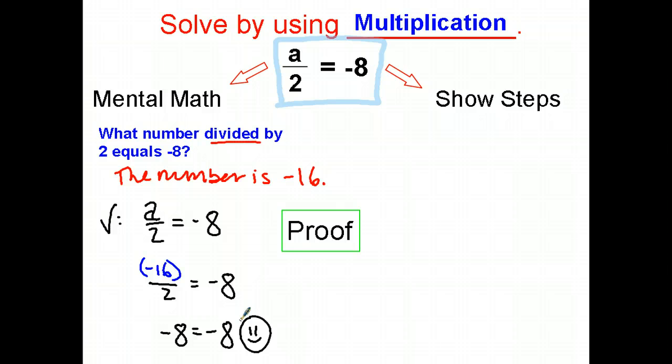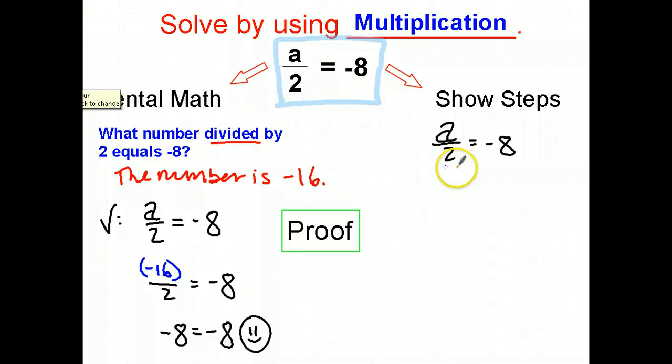Now, here's the thing with that. Mental math, again, is just making a very educated guess. But with showing our steps, we're actually going to be able to defend mathematically what it is we're doing. So, in order to do that, we write down our original equation. And from there, I need to get rid of the 2.